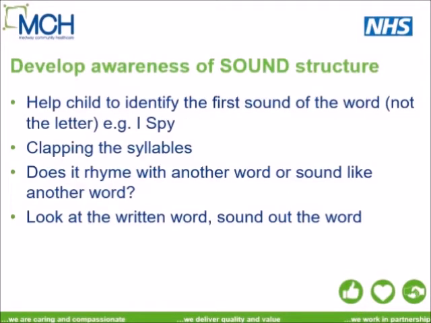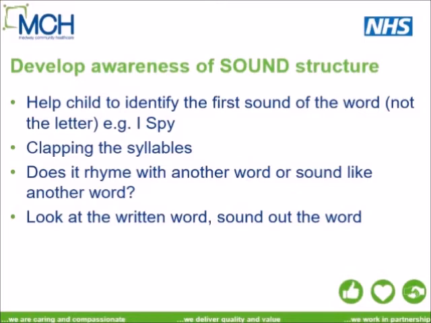Help your child to develop an awareness of the sound structure of words. Help them to identify the first sound in a word, not the letter. For example, by playing I spy. I spy something beginning with S. Support your child to clap the syllables in a word. Can they clap elephant with you?